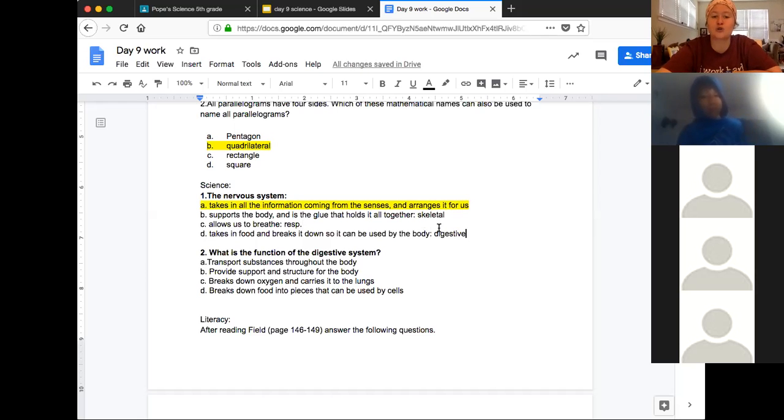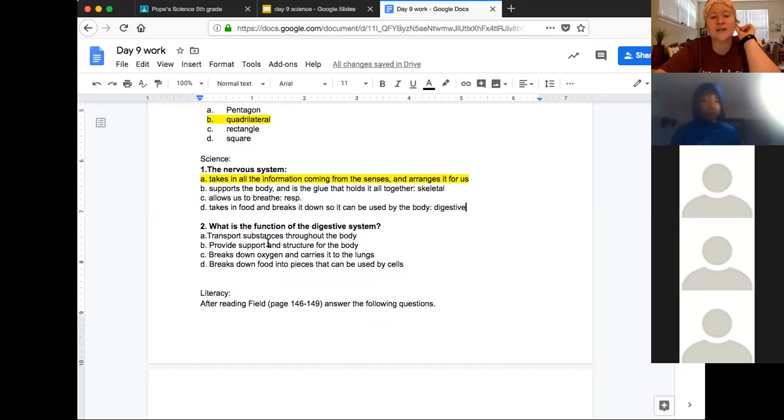Okay, so this shows why those are wrong in case you need to come back to this page later. And A, it's taking in information, arranging it around like a puzzle for us, and then telling our body what to do. Second question, what is the function of the digestive system?